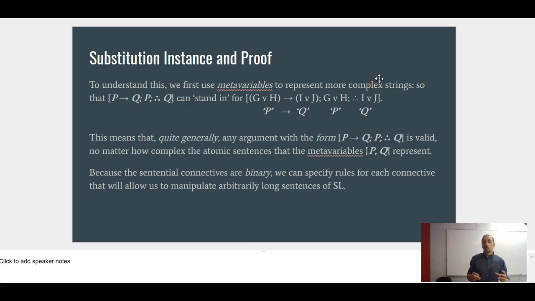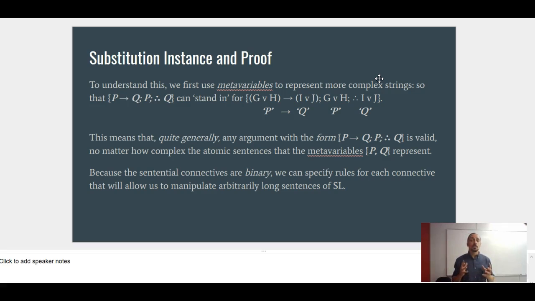Every argument of the form "if P then Q, P, therefore Q" is going to be valid, as long as the main logical operator is that "if", and you have the antecedent as a separate premise. So it doesn't matter how complicated things are, as long as we can substitute them. The sentential connectives, apart from the negation, are binary. So all we need to do is specify rules for each connective. And that will allow us to manipulate our arbitrarily long sentences of SL without having to make huge truth tables.